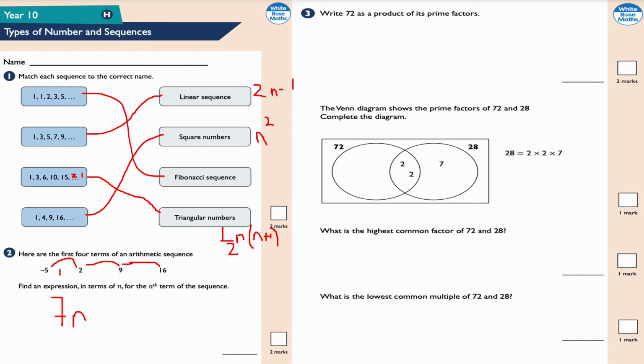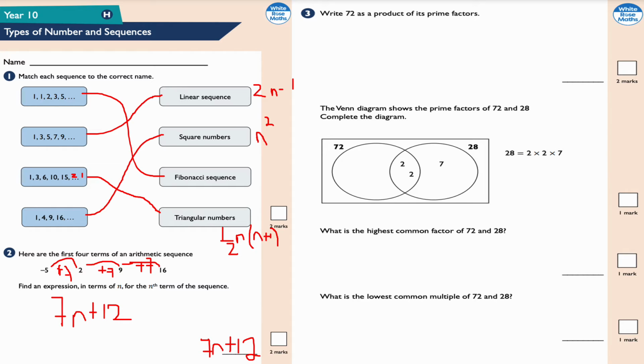And to work out the difference, I would do 7 take away negative 5, which gives me positive 12. So it's 7n plus 12, or 12 plus 7n. Either one is fine for that one.